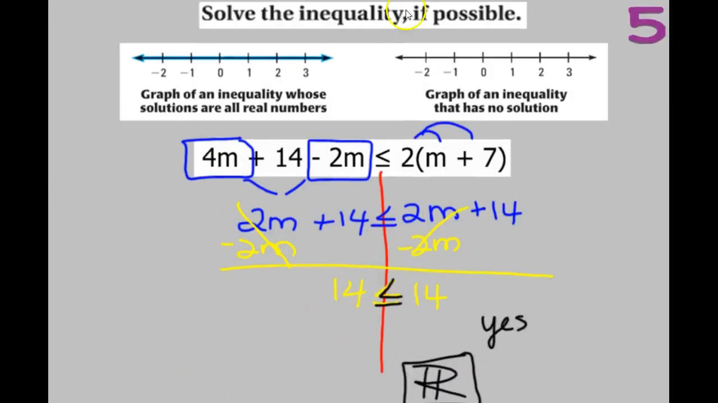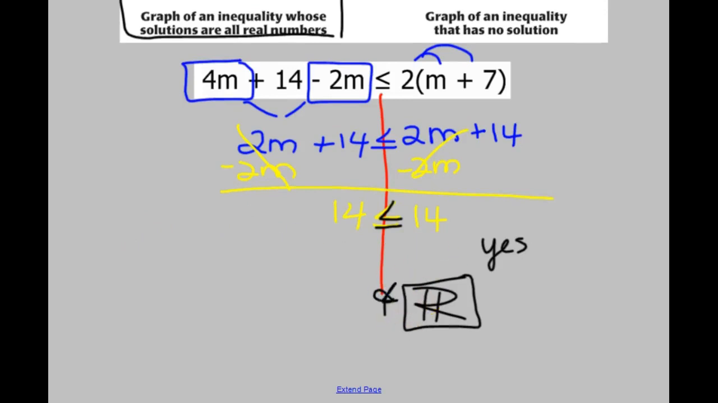So this would be a graph that looks like this. It's shaded on both ways. You don't actually have to graph that. I need to see just this answer.